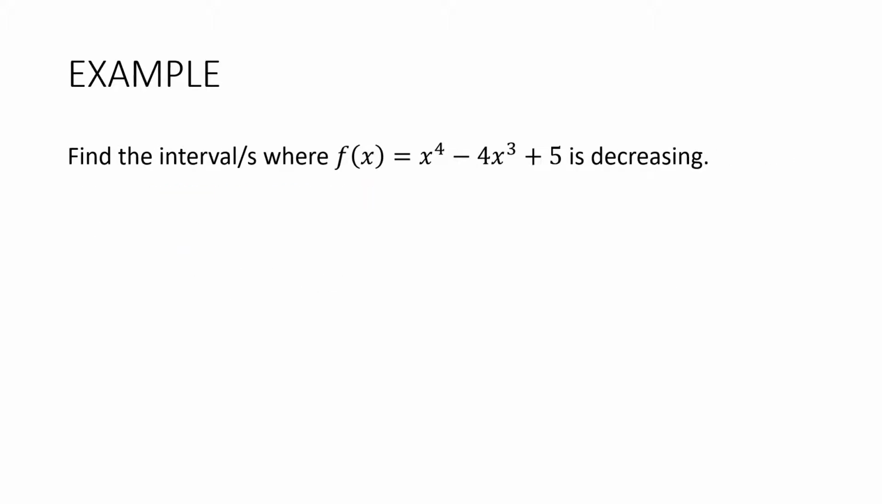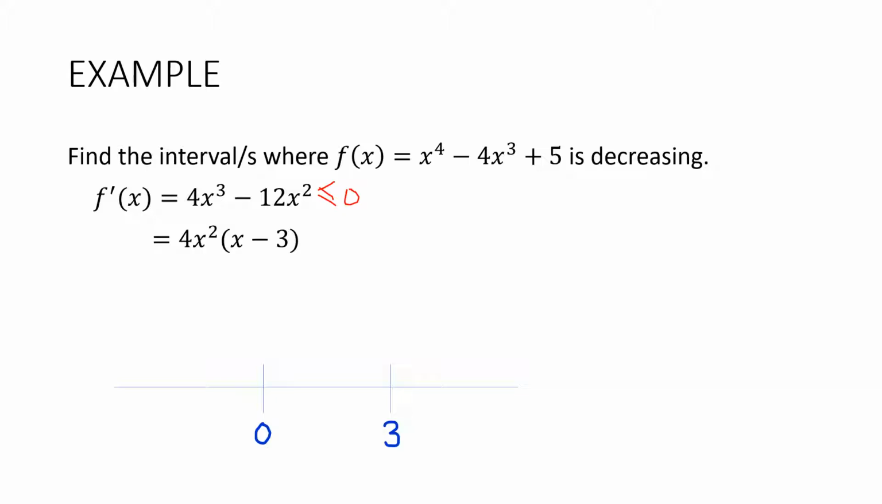Here's a harder example. Find the interval or intervals where f of x equals x to the 4th minus 4x cubed plus 5 is decreasing. Alright, so we're going to begin, like we did the last one, by differentiating. Now we need to solve the derivative, find out when the derivative is less than or equal to 0. And we're going to need to factorize and then do a sign diagram. So let's begin by factorizing. Now to solve this less than or equal to 0, we need our critical points. So remember, they're the solutions of this equation equals 0. So x is 0 is one of them, and x is 3 is the other.